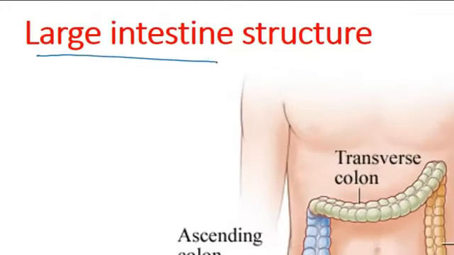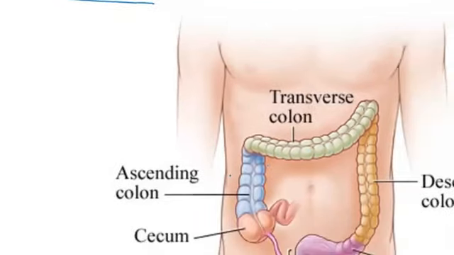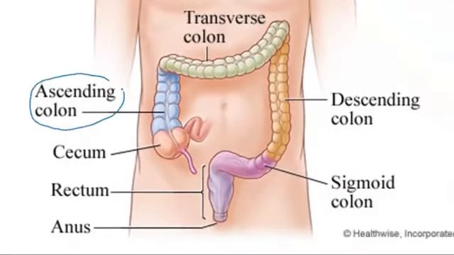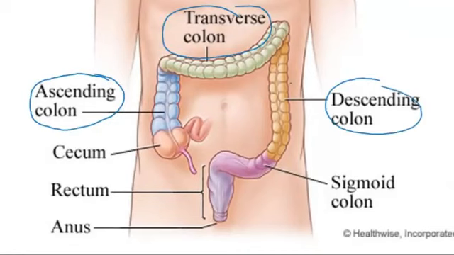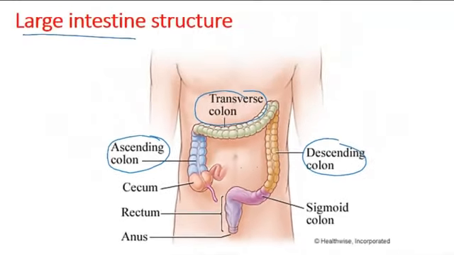Now let's look at the large intestine, which is almost the last part of the alimentary canal. It also consists of several fragments. It starts with the ascending colon, transverse colon and descending colon. These are the three different parts that we see here. The job of the large intestine is to hold the undigested foods, do water absorption, and finally convert the undigested food into feces and release it through the anus. The feces will be stored for some time in the rectum.